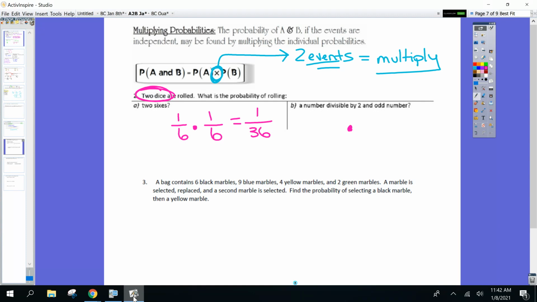Remember, Hunter, you're not taking this all at once here because there's not an or here. All right, you're taking just die number 1 is a number divisible by 2. How many choices? 3. 3 out of 6. And then the other die is an odd number, which would be what? 3 out of 6 again. Yep. So 3 out of 6 on die number 1 for a number divisible by 2, and on die number 2, an odd number, also 3 out of 6.